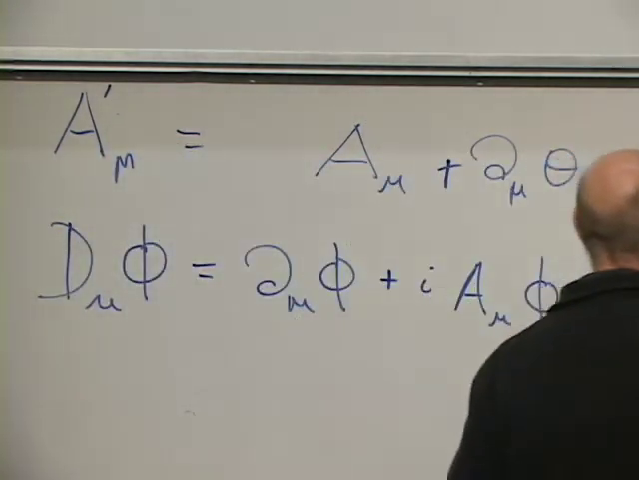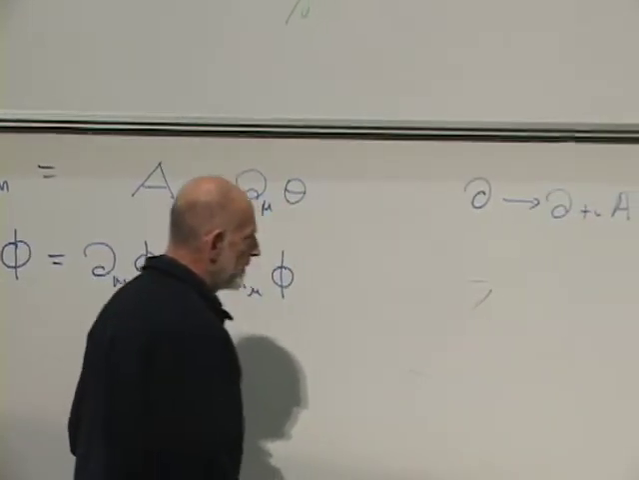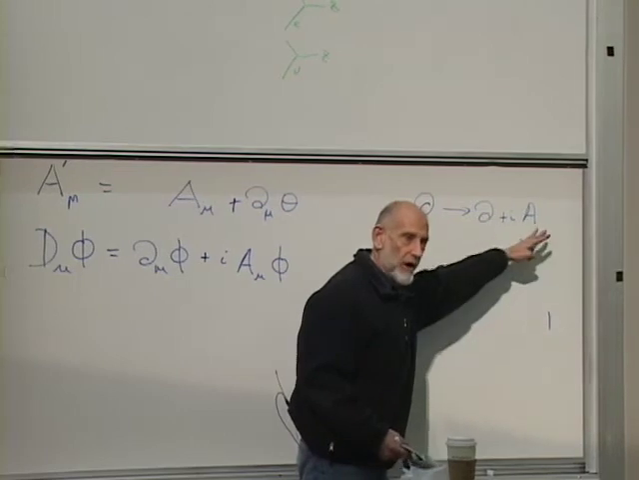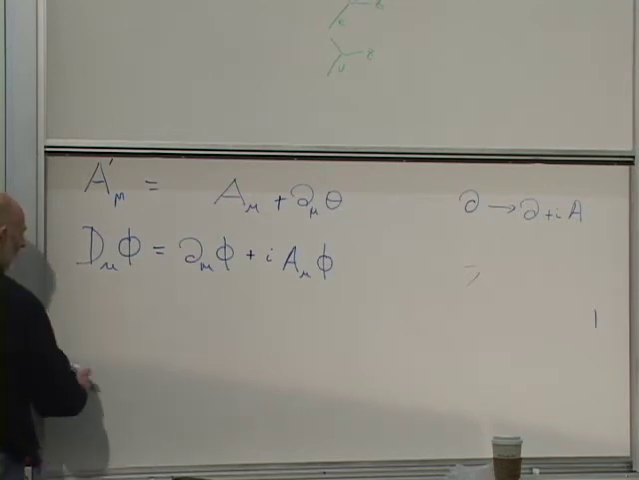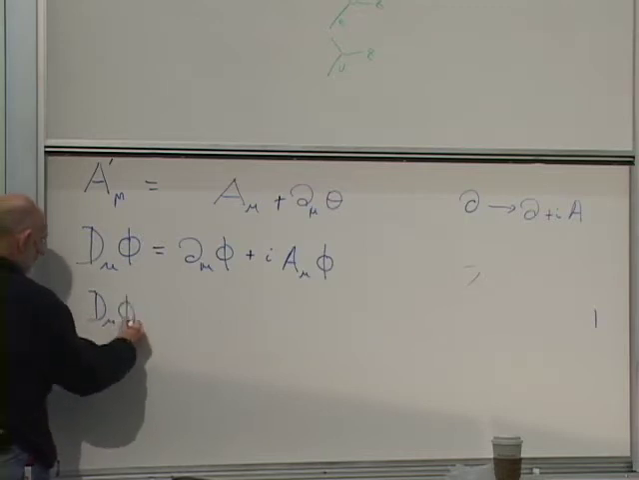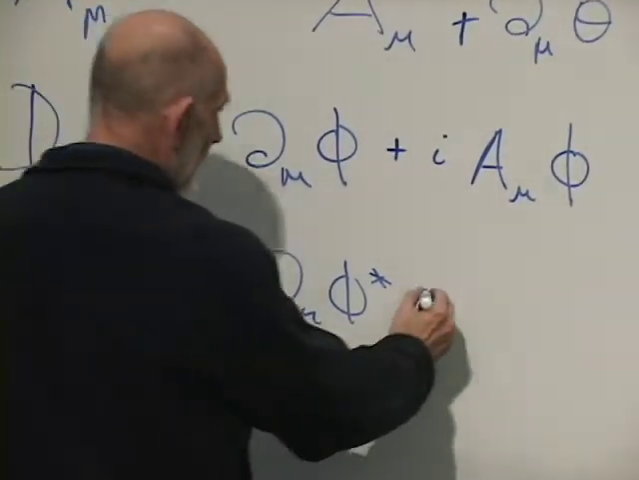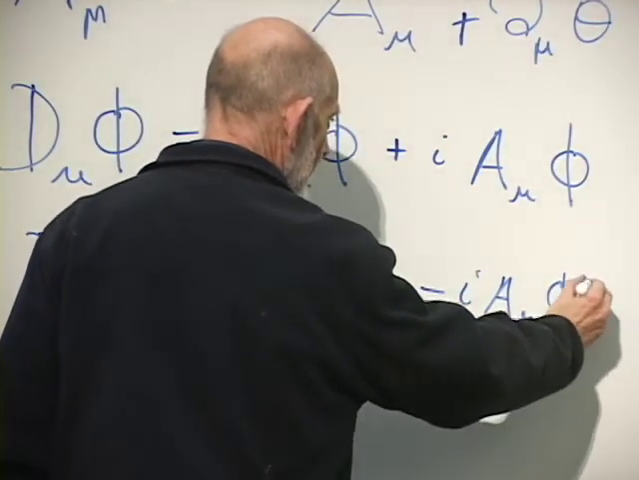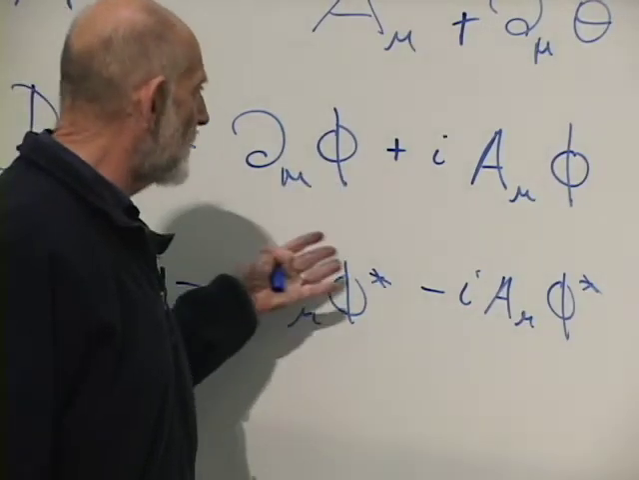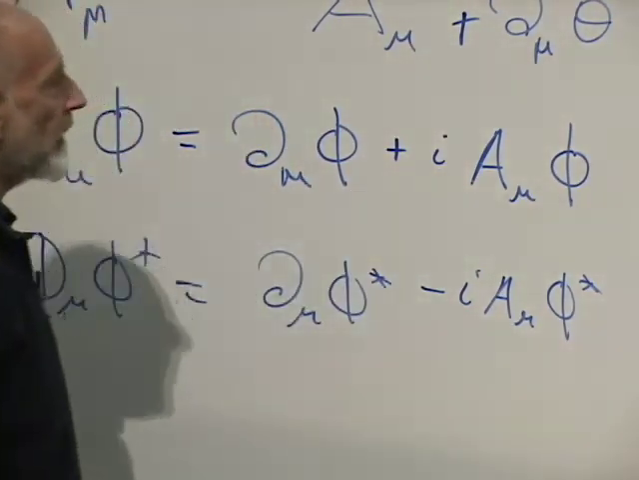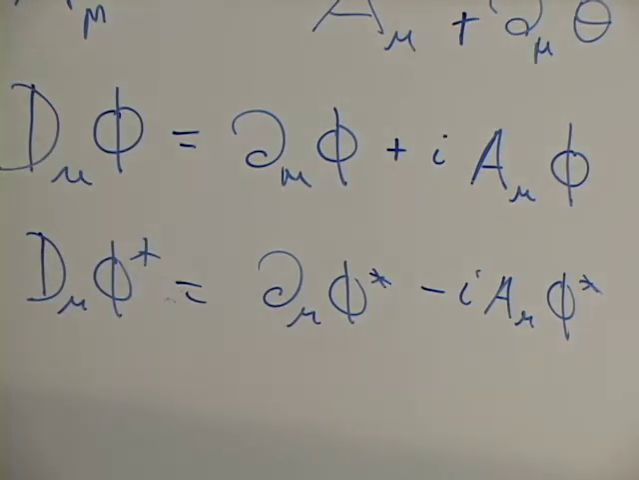If you like, you can just think of it as a replacement of derivative by derivative plus i times A. That really doesn't mean anything by itself. It's something which acts on a charged field. This is the definition of the covariant derivative. The analogous thing for D mu phi star is d mu phi star minus i A mu phi star. Keep in mind, this wouldn't make any sense if phi was a real valued field. Why not? Because if phi was a real valued field, we wouldn't want to add something imaginary. But phi is itself a complex field, and so adding something complex is fine, no problem. Okay, this is the definition of the covariant derivative.